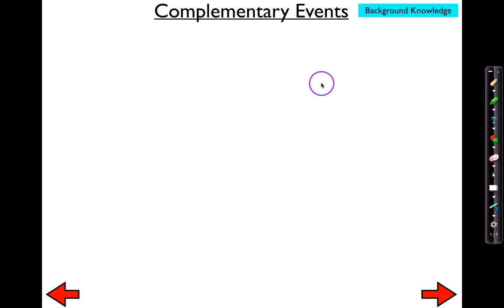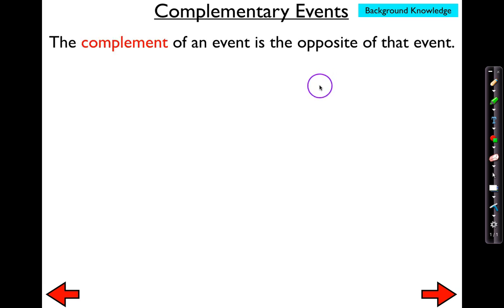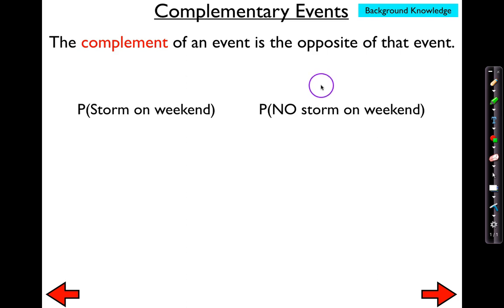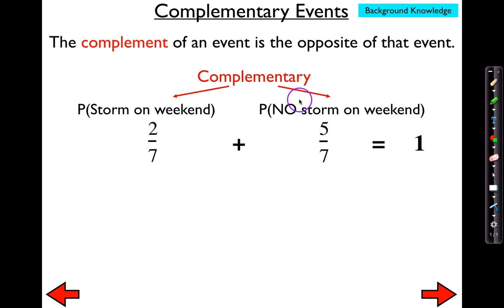Now, let's remember complementary events. Complementary events is basically the complement, the opposite event. Okay, what's the probability of the opposite event occurring? So if the probability of a storm on the weekend was 2/7, the probability of no storm on the weekend, the complement, would be 5/7. And we know this is true because they should add up to 1.